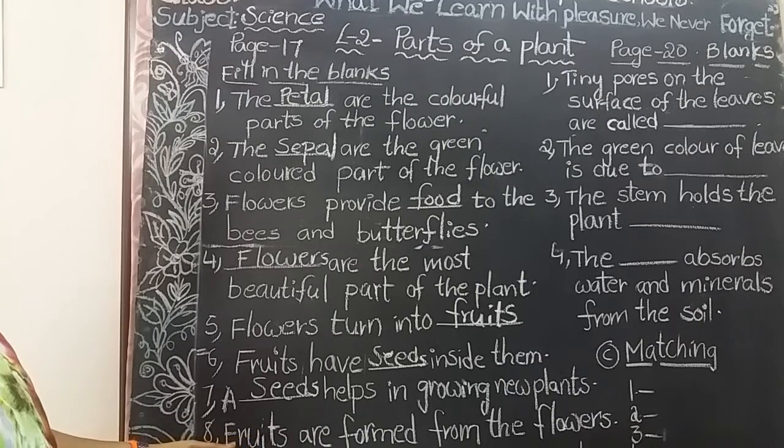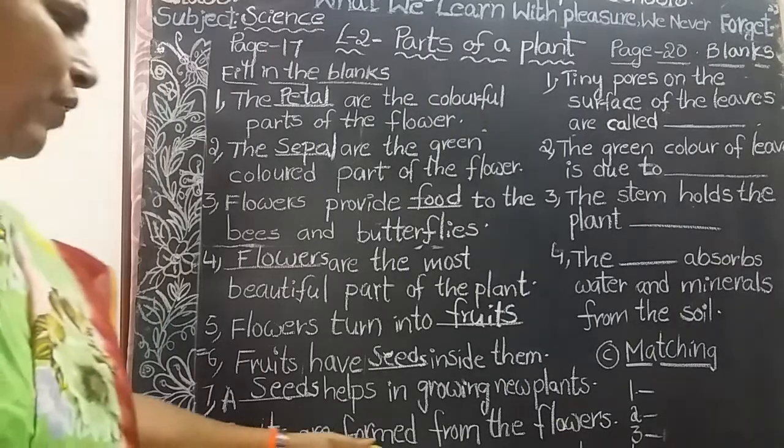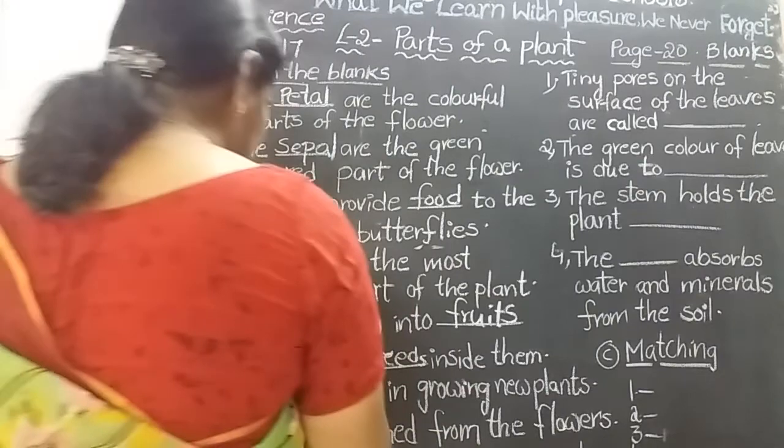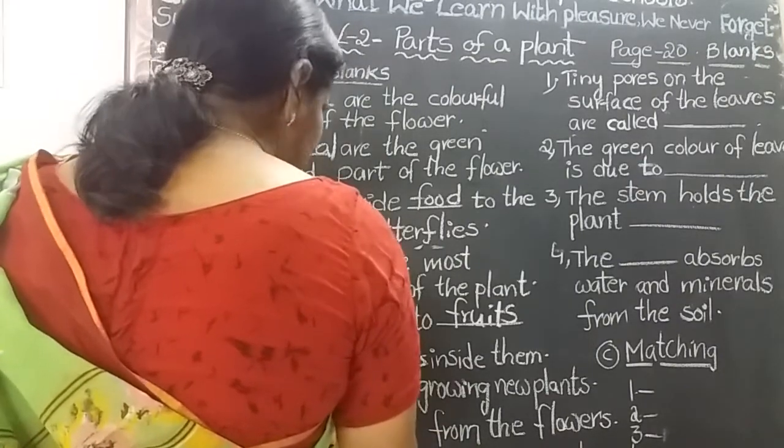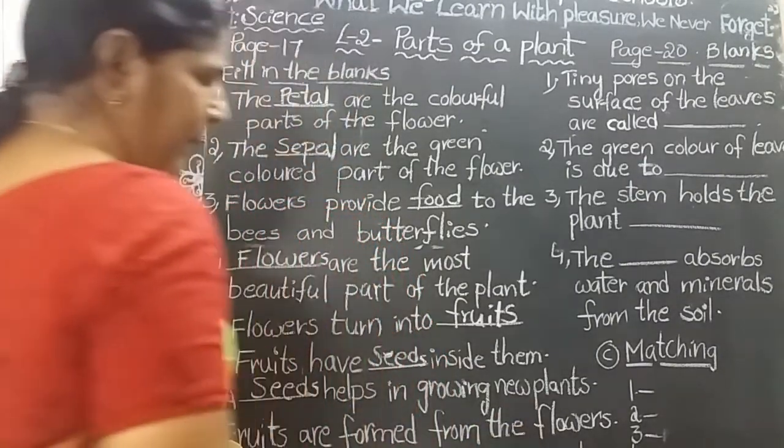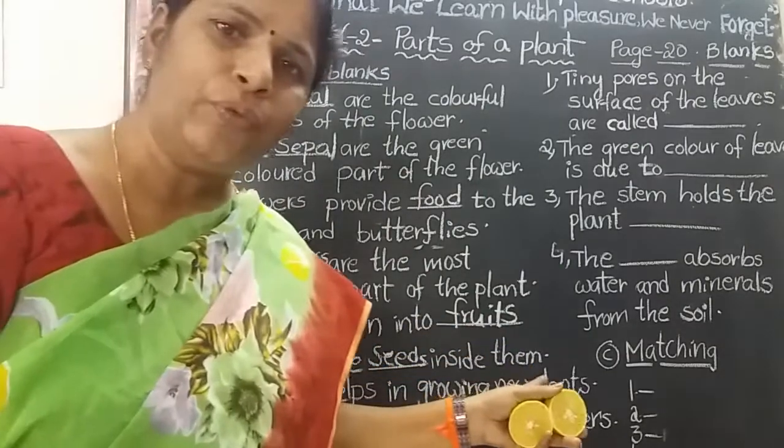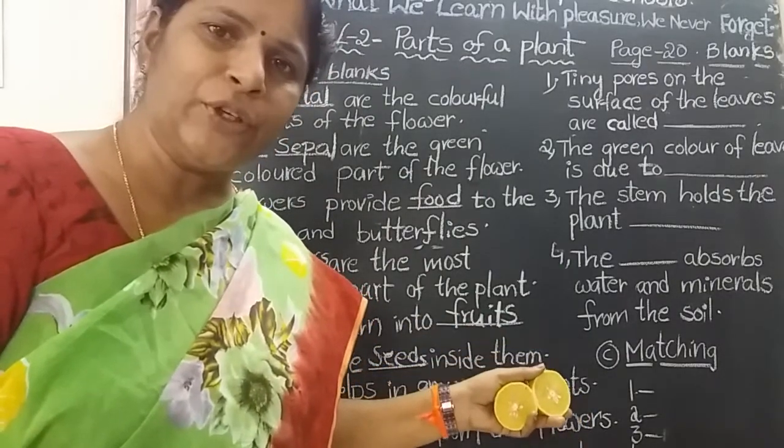Now next question, see, 8th question. Fruits are formed from the flowers. Okay? So dash are formed from the flowers. Okay, flowers turn into fruit. Flowers change into fruits.